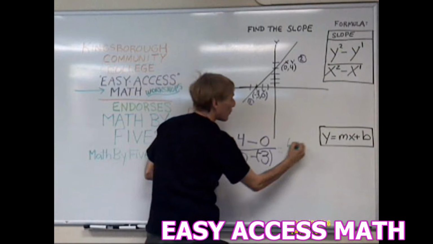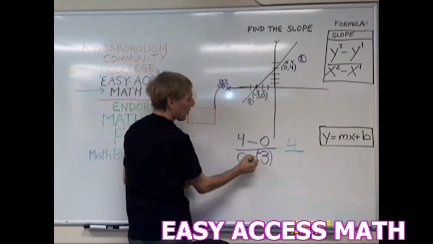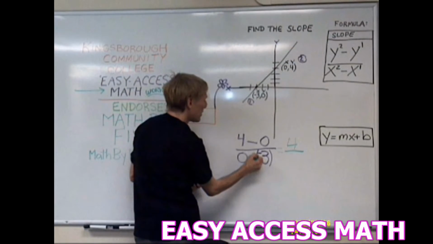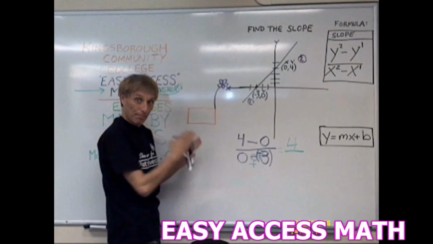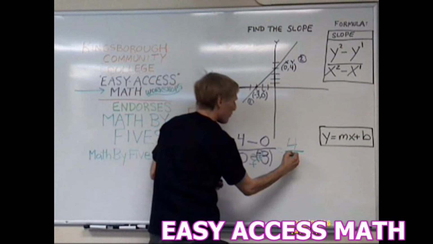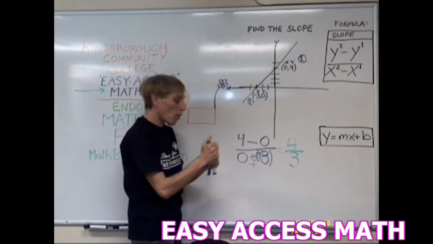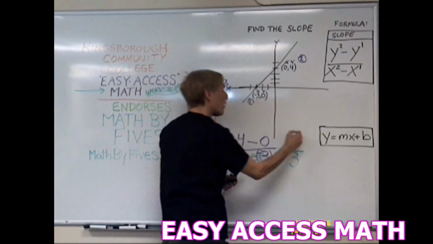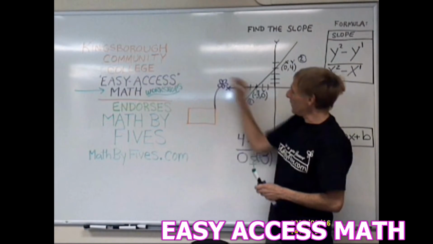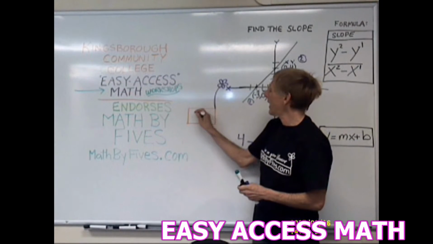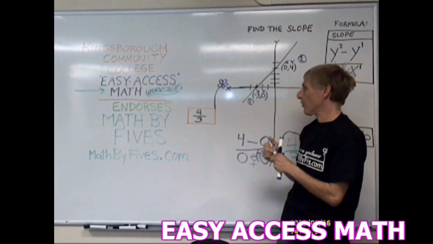4 take away 0, of course, is 4 over 0 minus a -3. So remember, keep, change, change. Gives me plus a +3. Whenever you're subtracting a negative, you would do it like that. And so I have a slope of 4 over 3. And in honor of Math by Fives, I already drew my box and flower, and I'll put my answer inside there, 4 over 3.